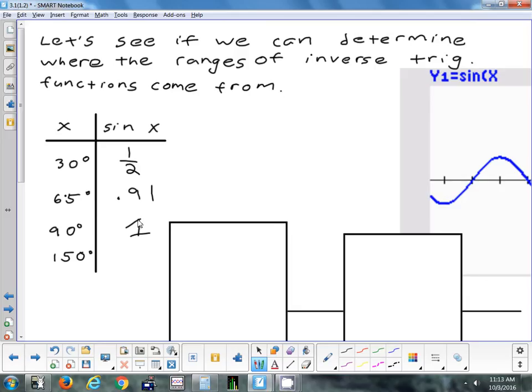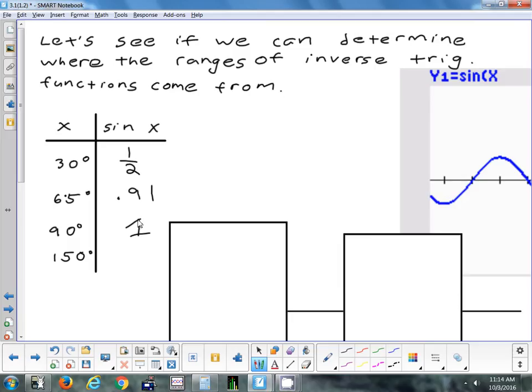Now, let's just say this in reverse. Sam, what if I took the inverse sine of 0.91? What would I get? I would go back to 65 degrees. Okay, John, what if I took the inverse sine of 1? I get 90. Okay, there's no question. 0.91 goes back to 65. 1 goes back to 90.